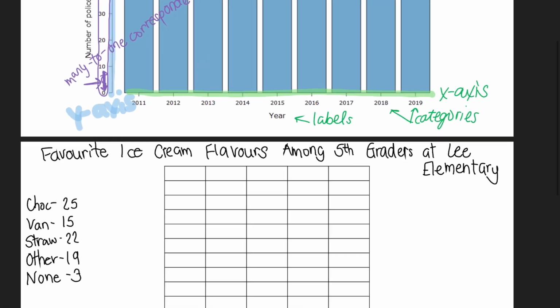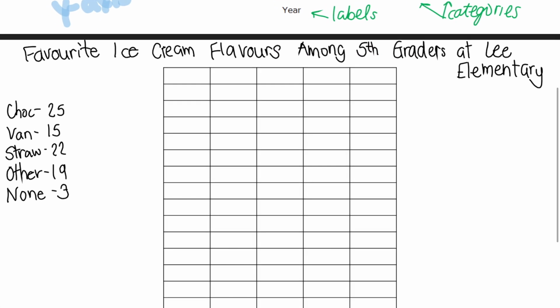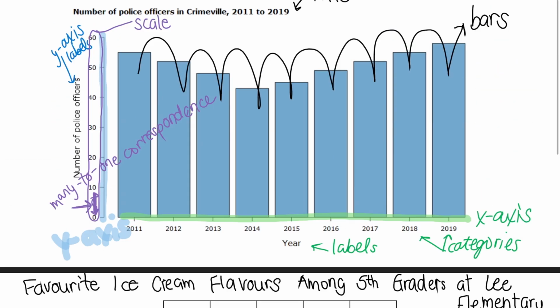So now we're going to make our own graph. This is going to be about favorite ice cream flavors among 5th graders at Lee Elementary. So imagine I went to this fictional school, surveyed all the 5th graders, and the numbers on the left told me how many kids liked chocolate, vanilla, strawberry best, how many had other favorite flavors, and how many just didn't like ice cream.